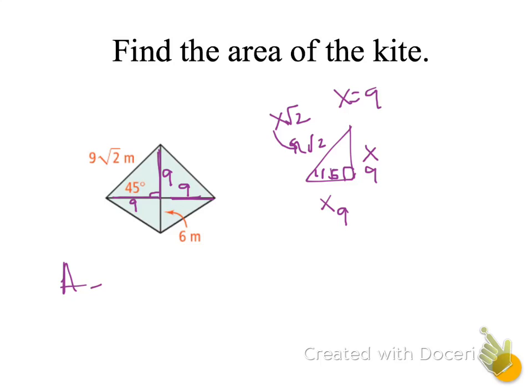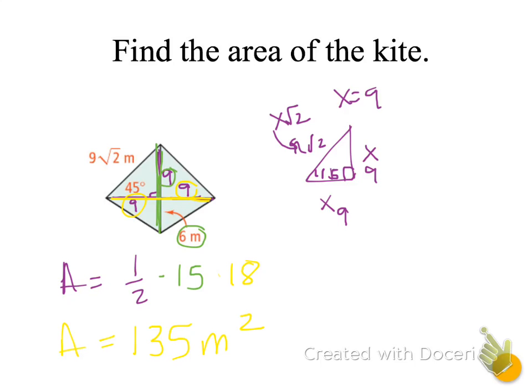So my area is going to be 1.5 times my 1 diameter, so this one, so we got 9 plus 6 to get 15. And then we have to do my full length of my other diameter, so we got 9 plus 9 to get 18. So A equals 0.5 times 15 times 18. We got 135 meters squared as my answer.